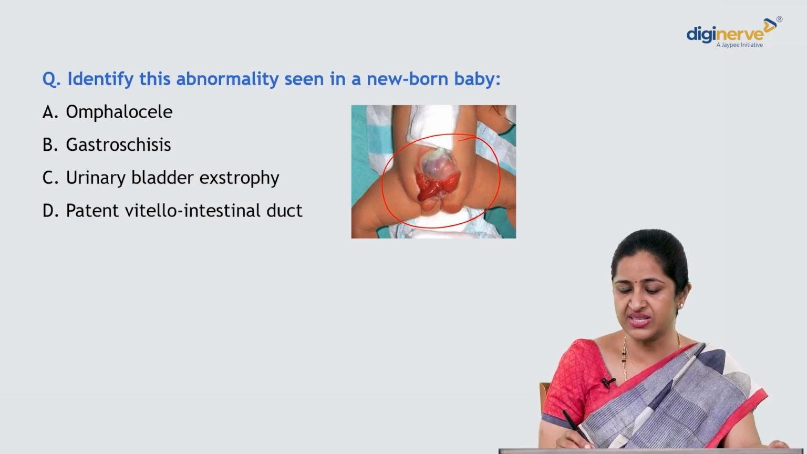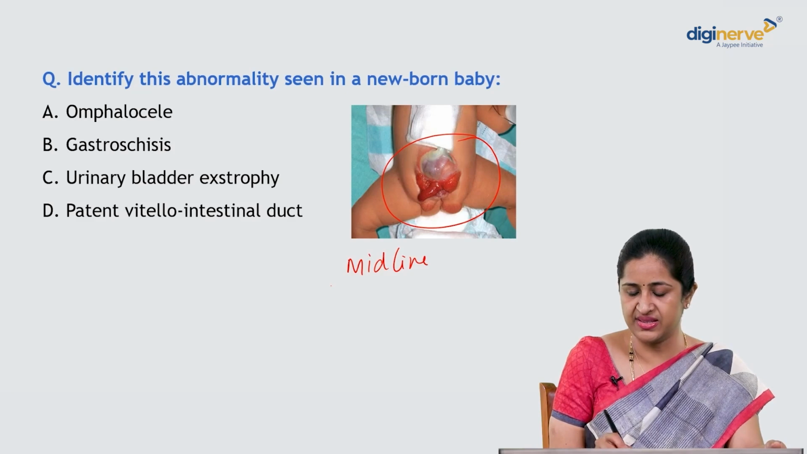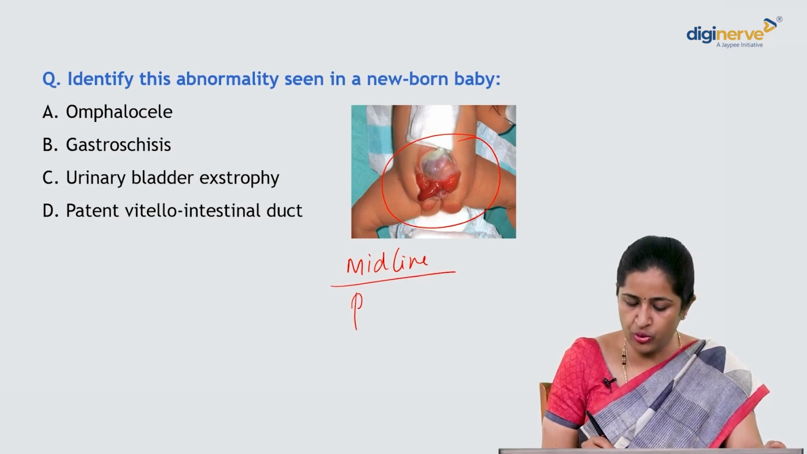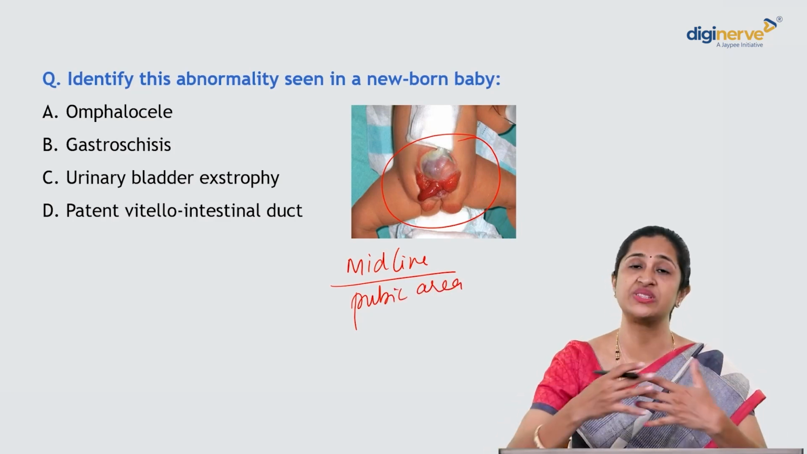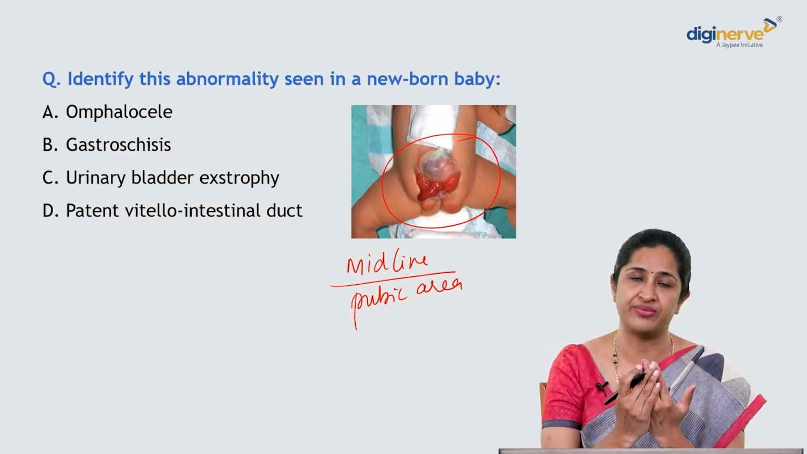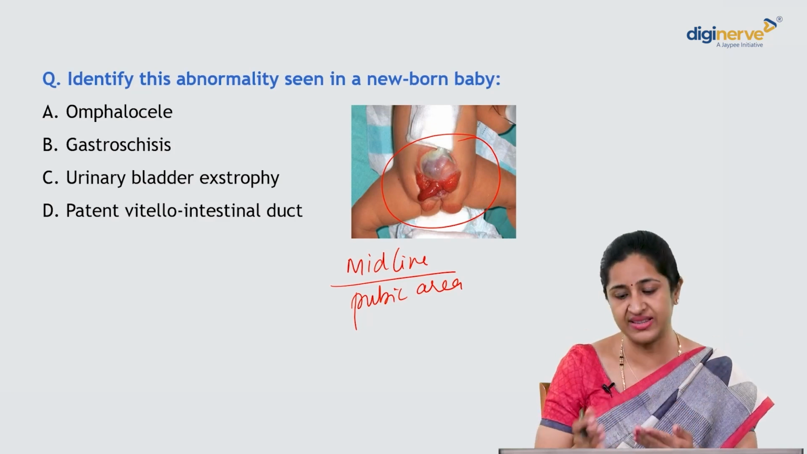Now if you look, this condition is in midline. See, this is in midline. This is just above in the pubic area. Pubic area, midline. It's as though tissues never got covered. The normal rectus abdominis, the fascia, the skin and subcutaneous tissue never got covered in this baby.